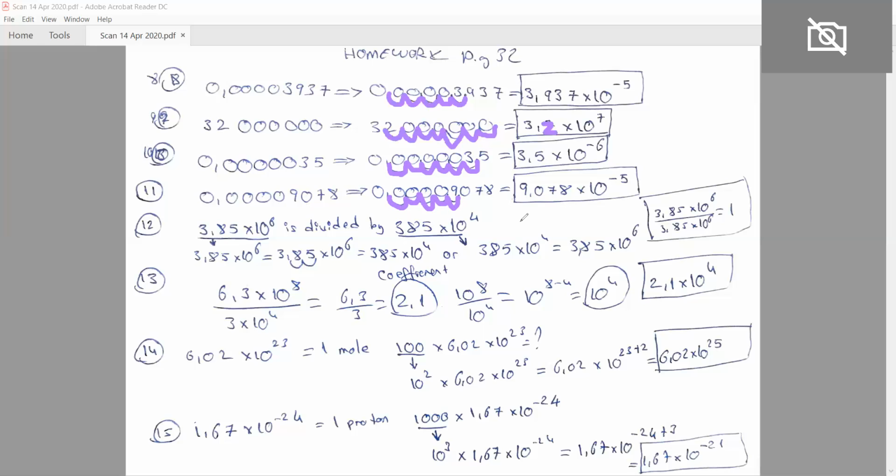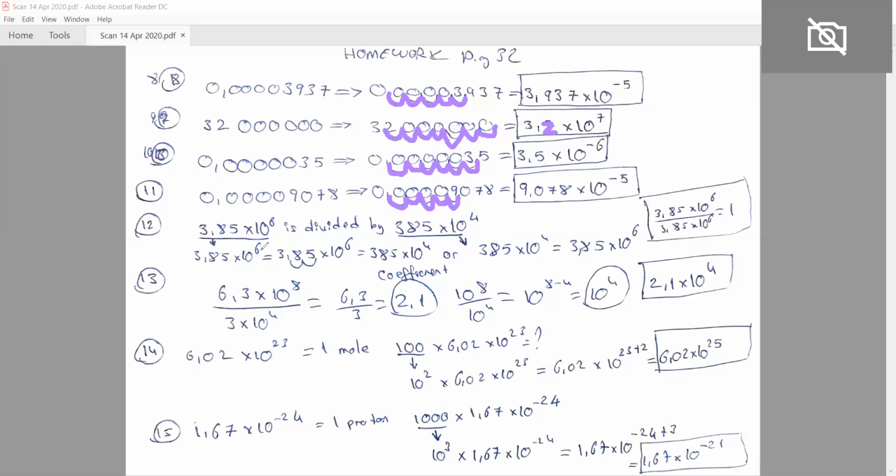Question 12. Guys, I've received this question from some of your friends. They asked me, I think, having some issues with this question. It's a very, very easy question. It's just a bit tricky. We need to figure that out now. Okay, it says 3.85 times 10 to the power of 6 is divided by 385 times 10 to the power of 4. Guys, basically 3.85 times 10 to the power of 6 and 385 times 10 to the power of 4 are the same thing. So why is it the same? Let's look at this here.